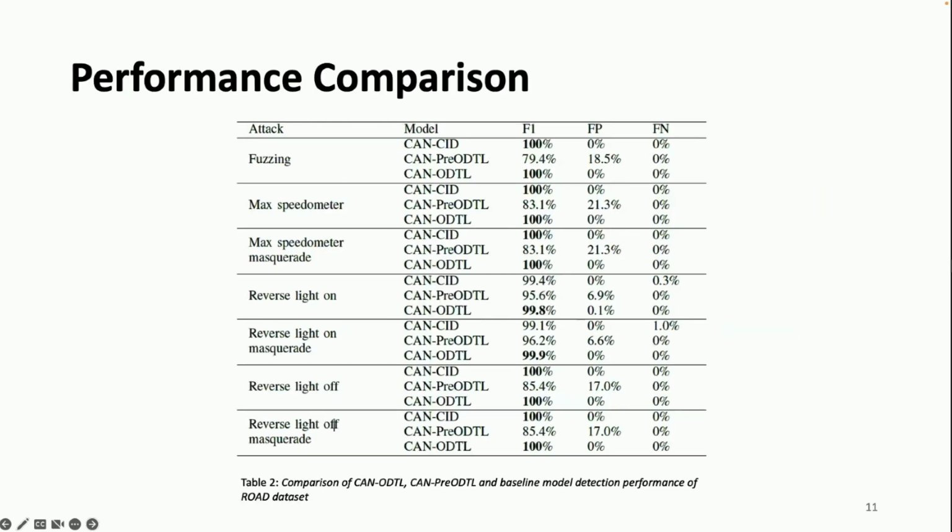This shows the performance comparison. CAN-CID is the model which we proposed in our previous research. CAN-ODTL pre-trained is the pre-trained model, and CAN-ODTL is the model which we proposed in this research after retraining the pre-trained model. Based on this, you can see that CAN-CID and CAN-ODTL achieve the same level of accuracy, but CAN-ODTL is computationally more efficient than CAN-CID as a result of using an attention layer with fewer GRU nodes. On the other hand, as expected, the pre-trained model shows a higher false positive rate due to the unseen benign frames. This shows the effectiveness of using the retraining over the classification layer.